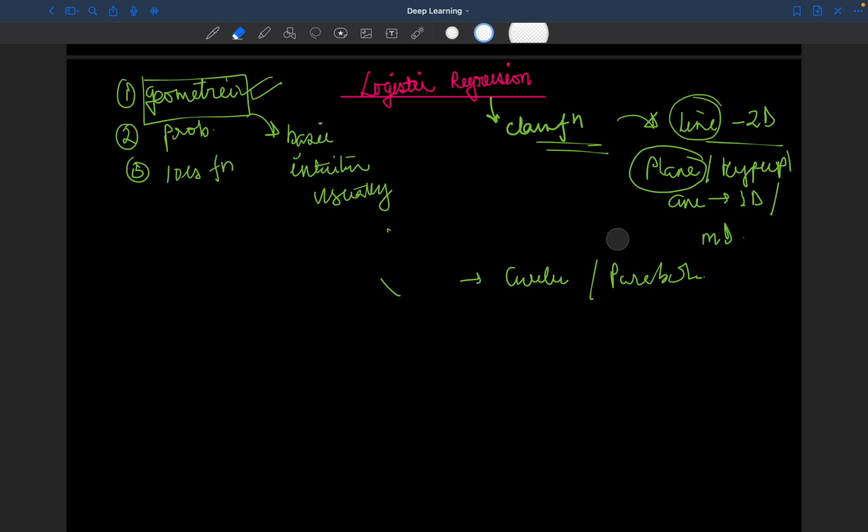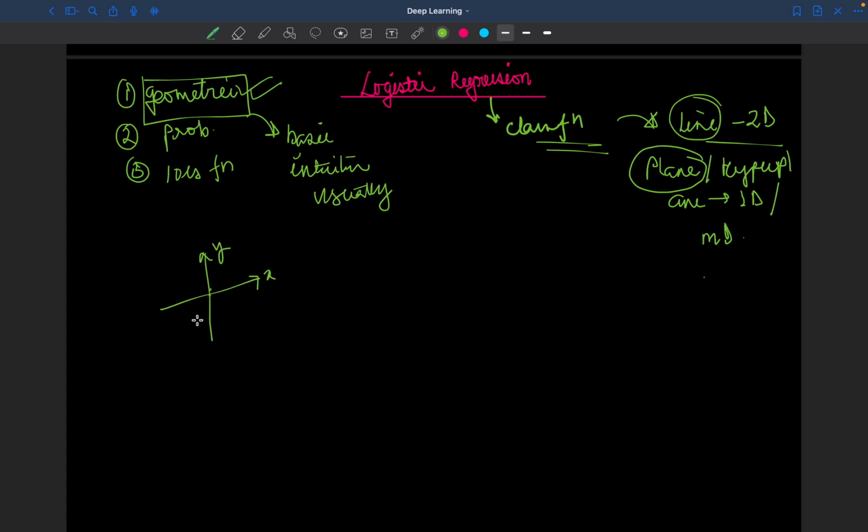Let's not go way too deep into the mathematics. We'll proceed with the algorithm itself. In order to simplify our logistic regression, we'll assume that our plane passes through the origin. This is X, this is Y. Our plane passes through the origin. This is what we'll assume. Why, I'll tell you in a while.